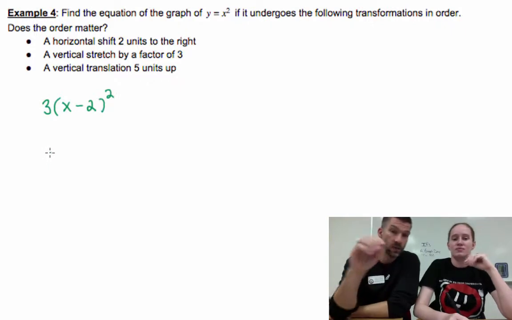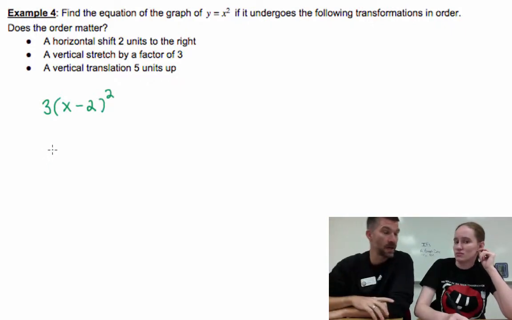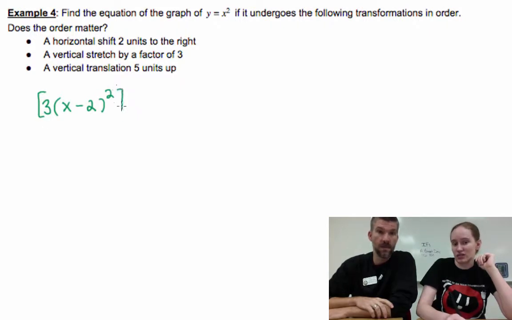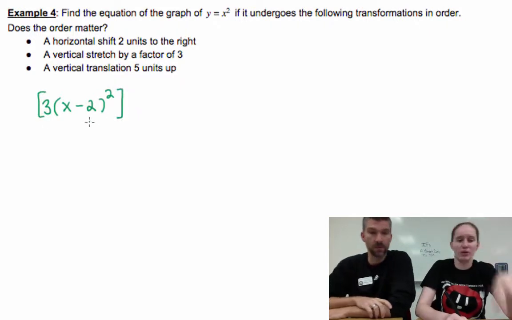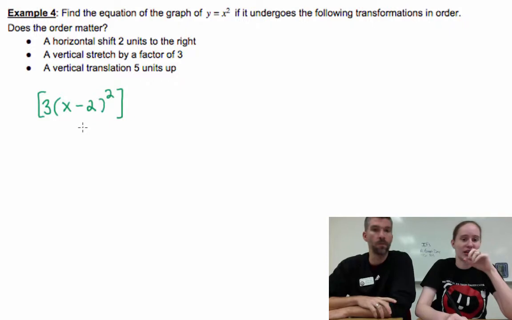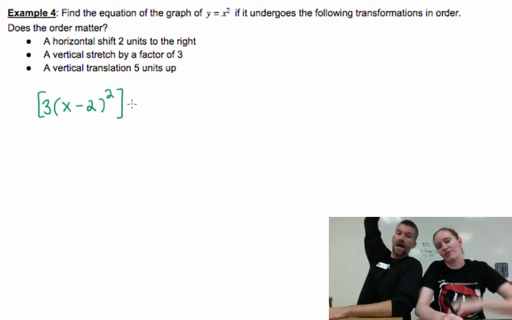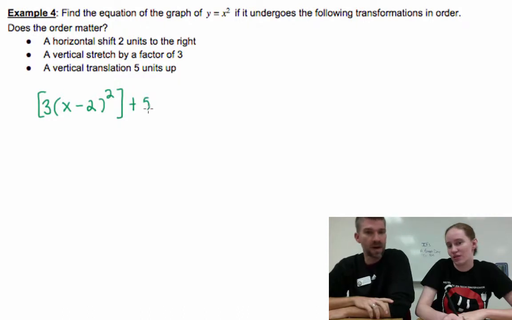If you wanted to, you could put big brackets to symbolize 3 times that. Now this is our function, but we don't have to have the brackets there. And then we're taking that and we're going up 5. So that's a 5 on the outside.